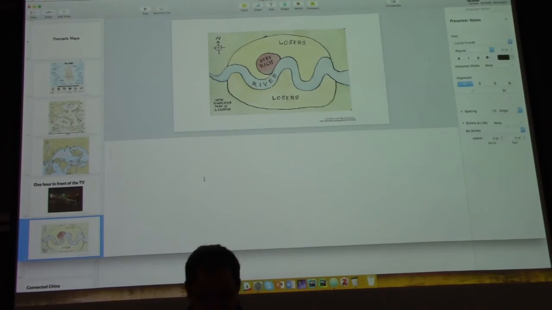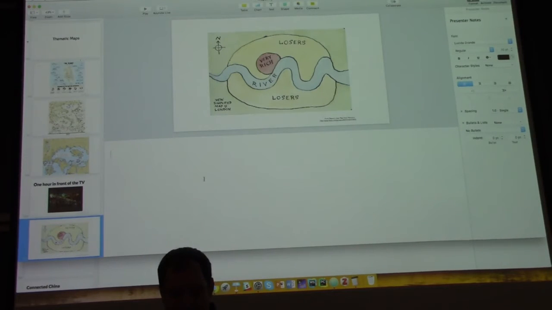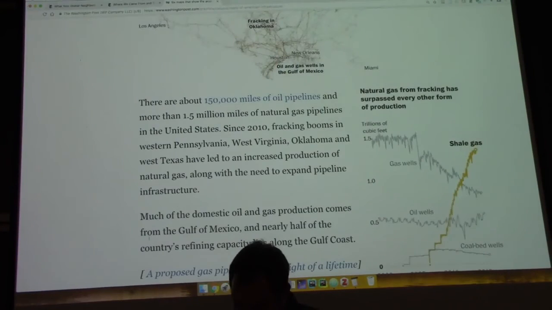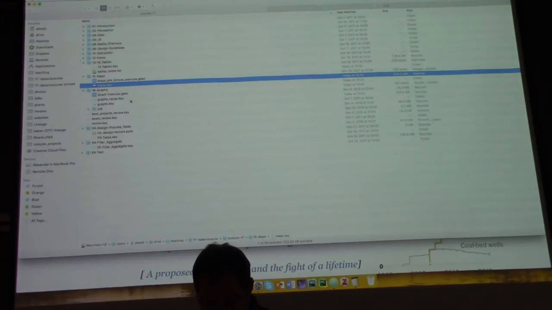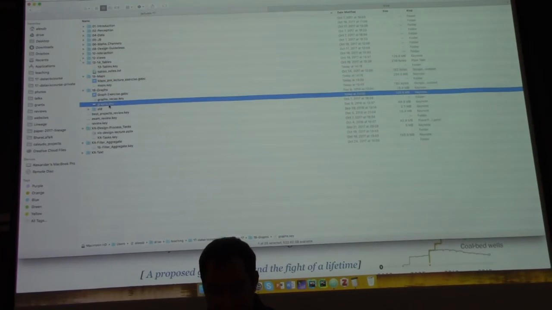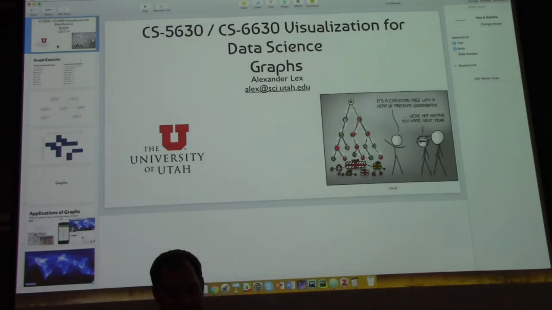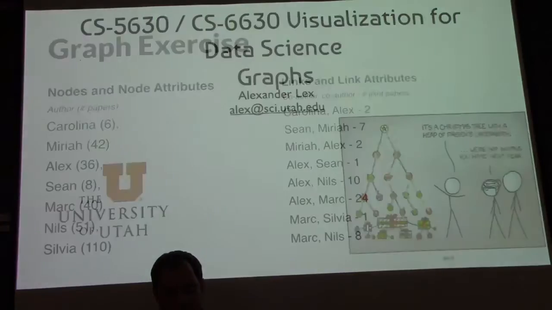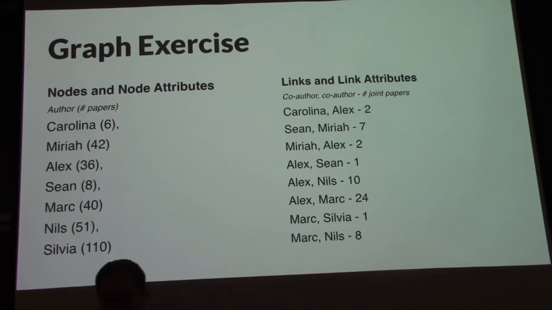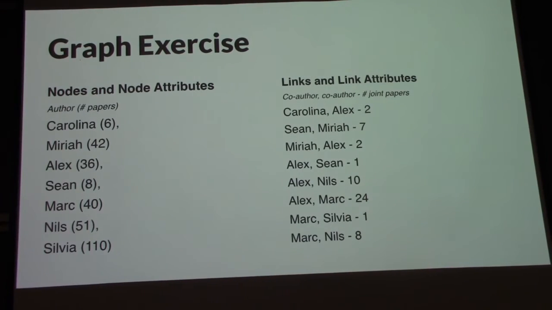So that concludes maps, and now we're moving on to graphs. And for graphs, I want to start out with you trying to come up with graph visualization techniques yourself. So we'll run an exercise. I'll be handing this out.